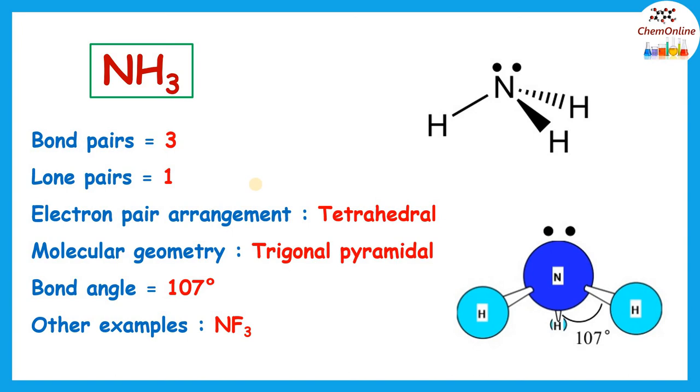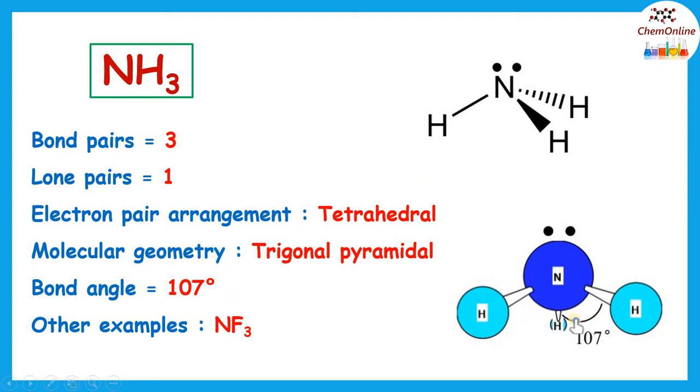And if you are having 4 electron pairs, then we will expect a tetrahedral geometry according to VSEPR theory. Again, since one of the electron pairs is a lone pair, there will be a distortion in the geometry from the tetrahedral to trigonal pyramidal. And here also the bond angle decreases from the normal tetrahedral angle of 109 degree 28 minutes to 107 degree.